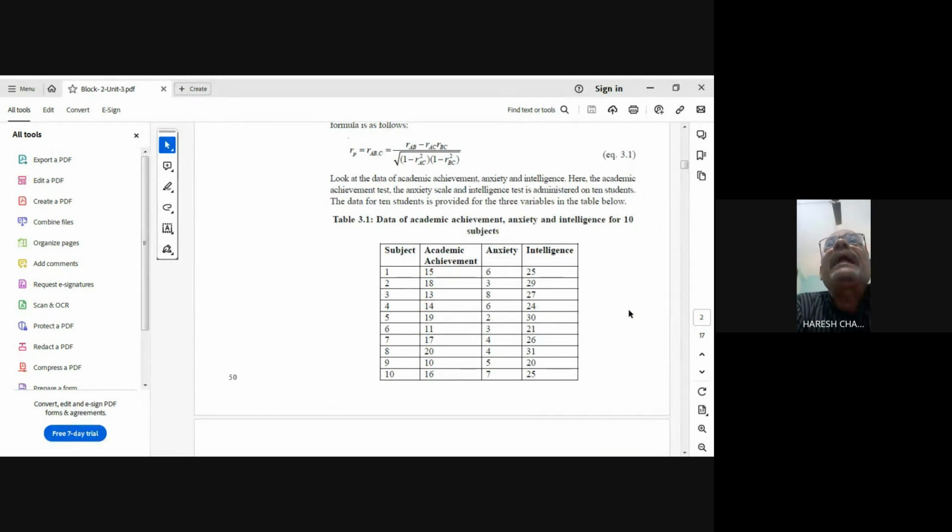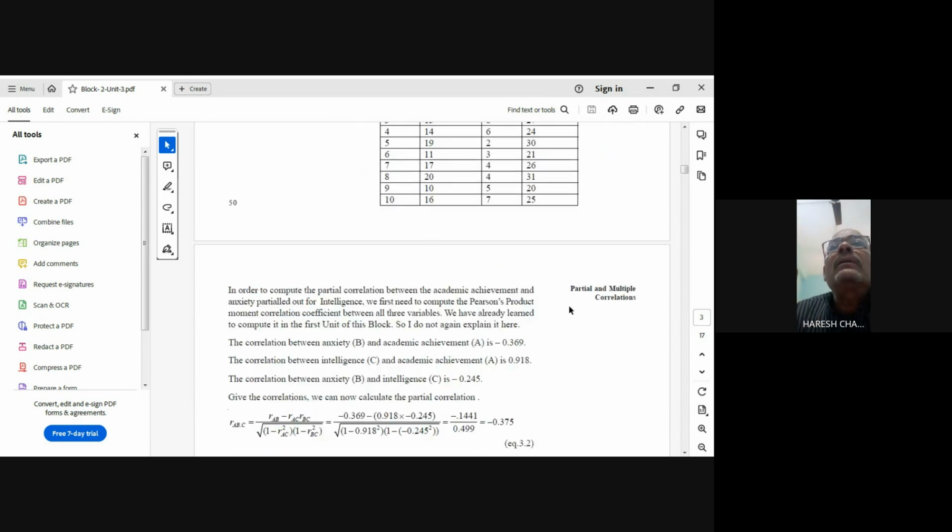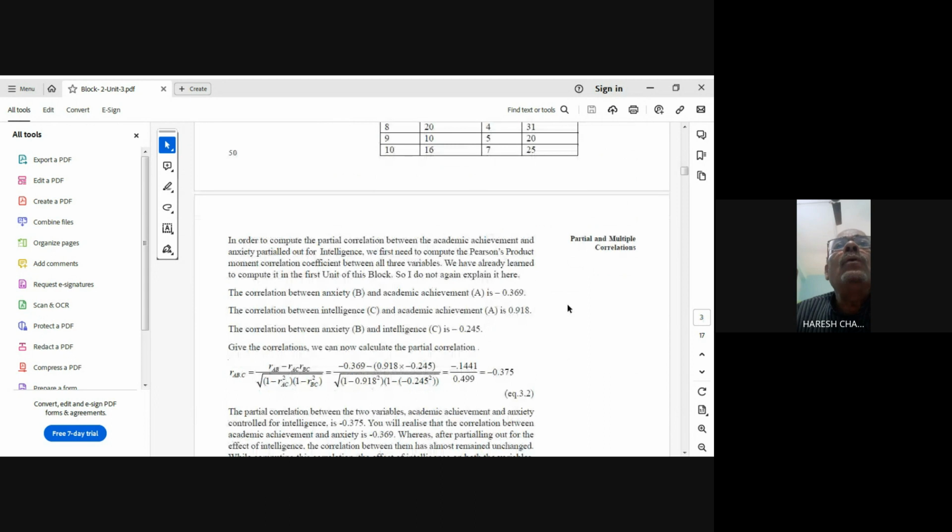here is a question: academic achievement and anxiety, and intelligence. Here the academic achievement test, the anxiety scale and intelligence test are administered. The data for 10 students is provided for 3 variables and the table is now. Now the data is here to find the correlation between anxiety and academic achievement.